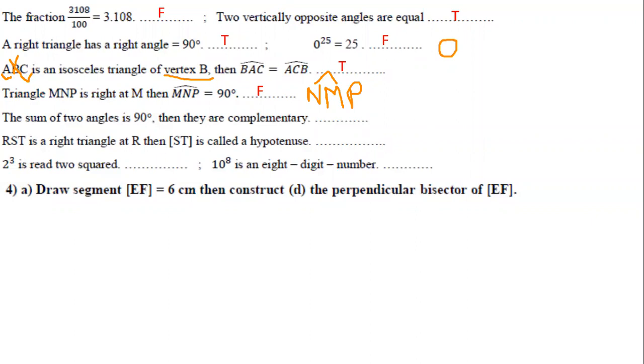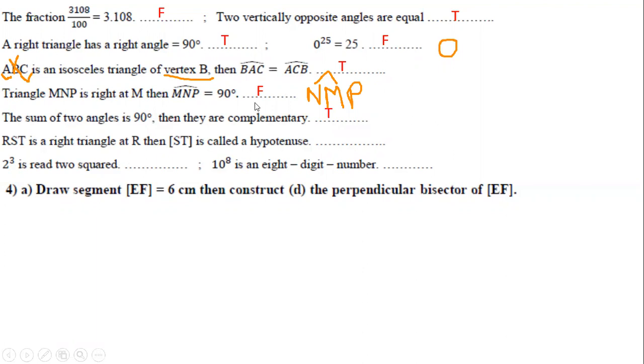Yes. The sum of two angles is 90 degrees, then they are complementary. True or false? True. Two complementary angles have the sum of 90 degrees. Now I want to ask Hassan Zainuddin again.